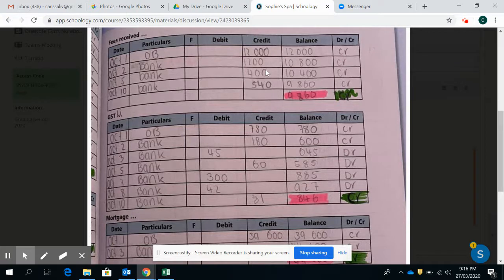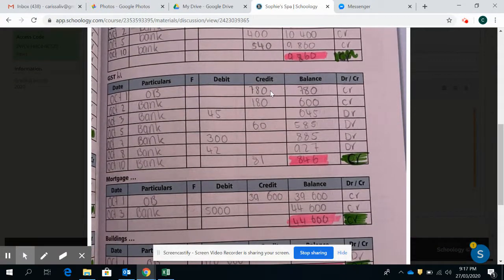So again, you've got a credit and a credit, so they're the same, so therefore you add. So you got 12,000 plus the 1,200 to get to 13,200 plus the 400 plus the 540. So you should get to 14,140. And then the GST, so you've got 780 credit, and then you've got a credit here. So you've got a credit and a credit, so we plus. And then here, credit and a debit, so then you minus.